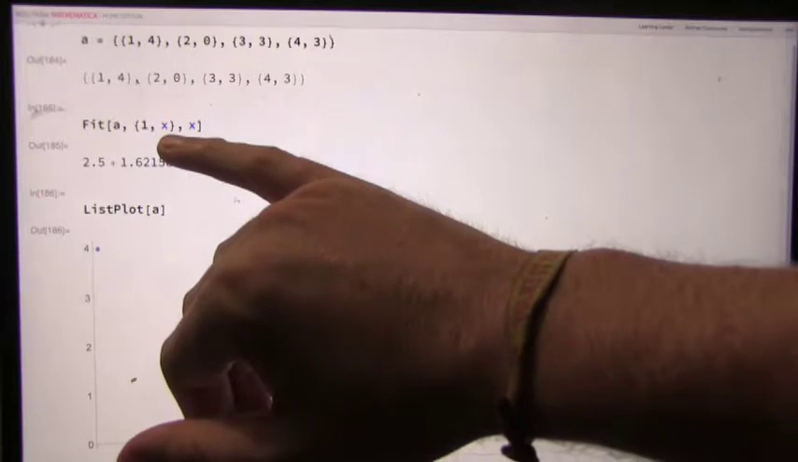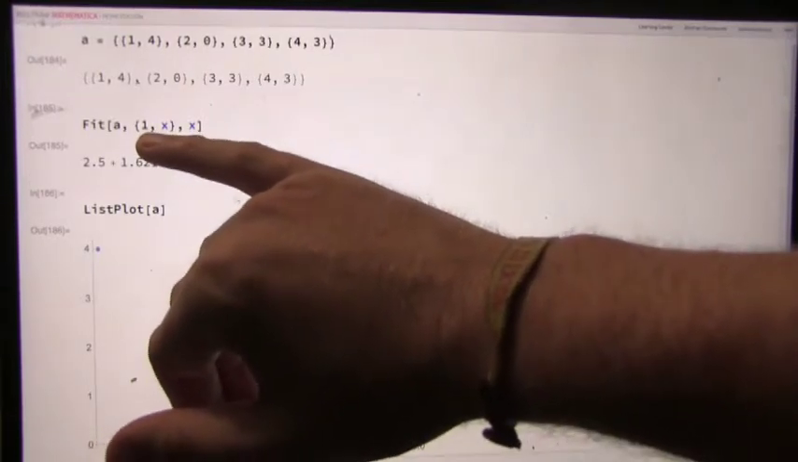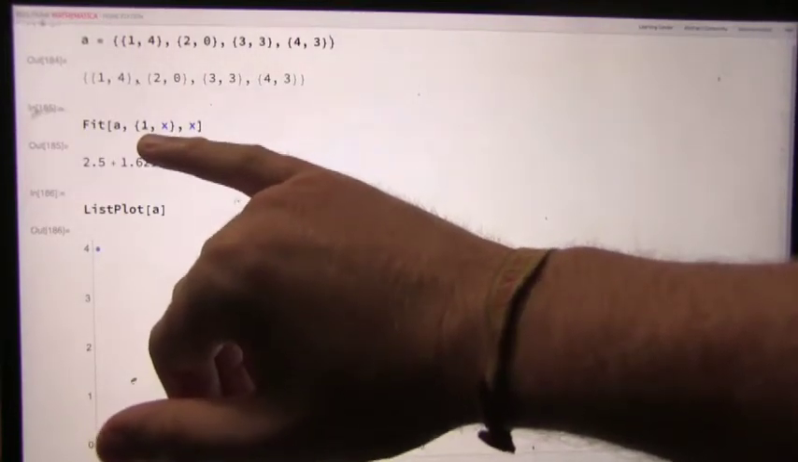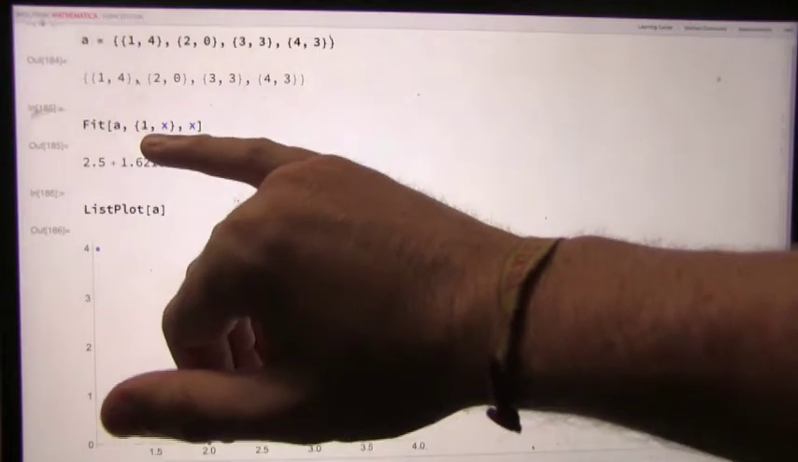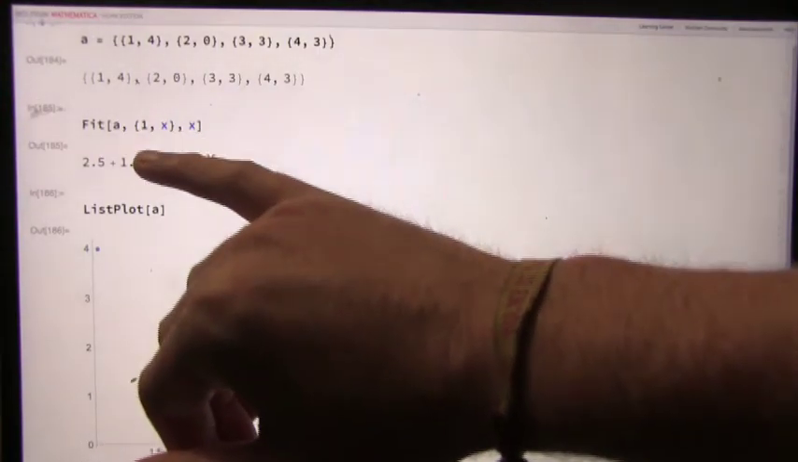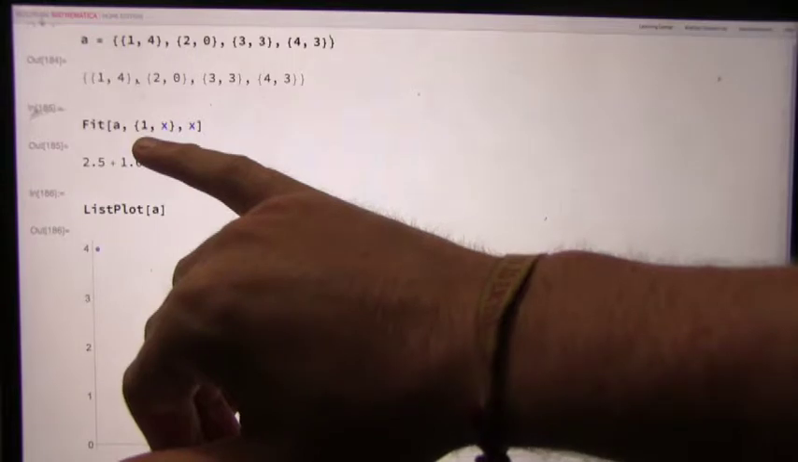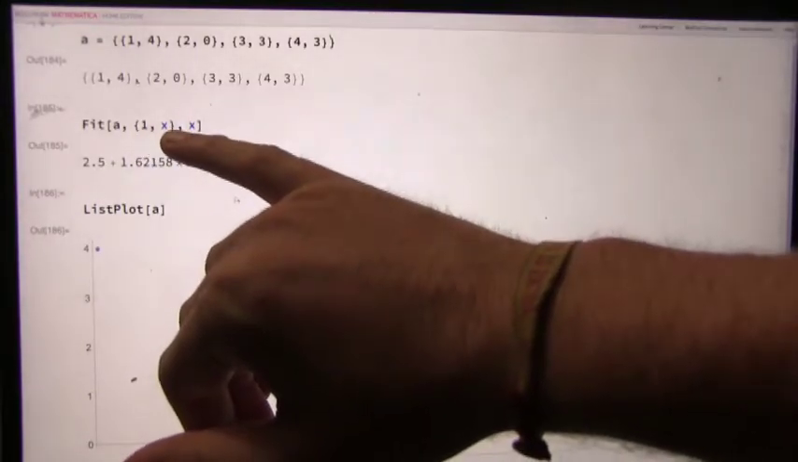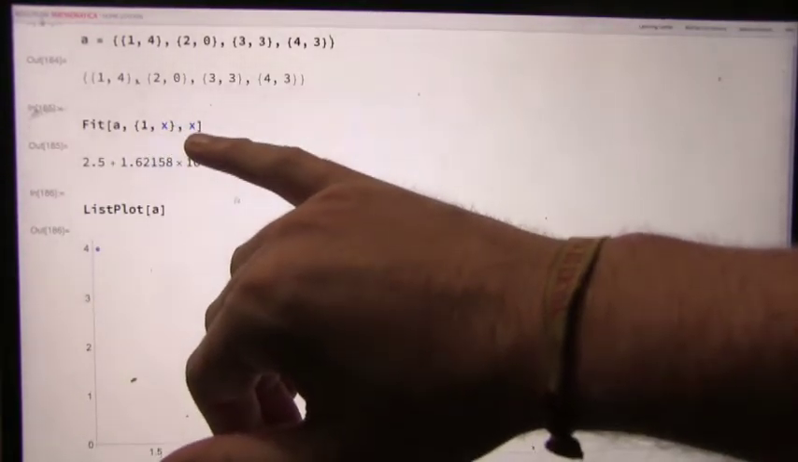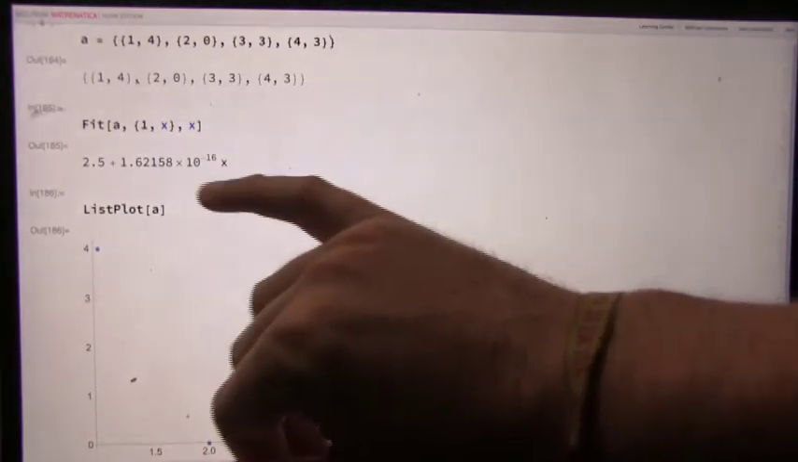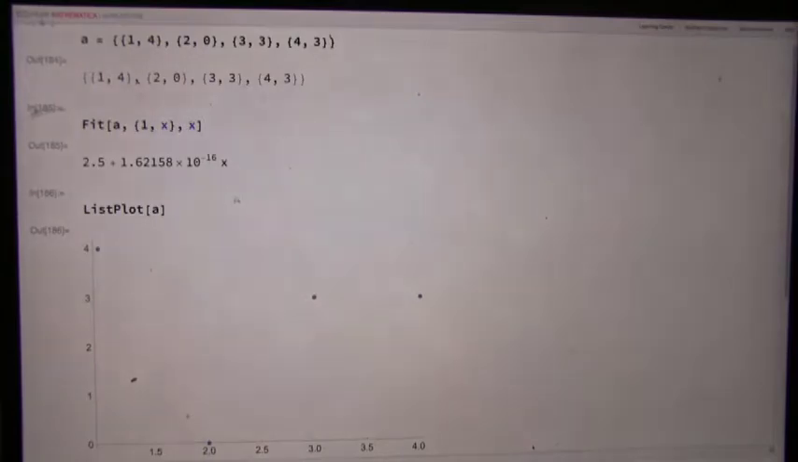And what do you think that is limiting us to? It's just two variables, or even just one variable. It's the line. It's a line, yeah. So we have a c and a d times x, and then we're using the variable x, and it tells us that the best fit is 2.5 plus 1.62 times 10 to the minus 16th x, which is 0.